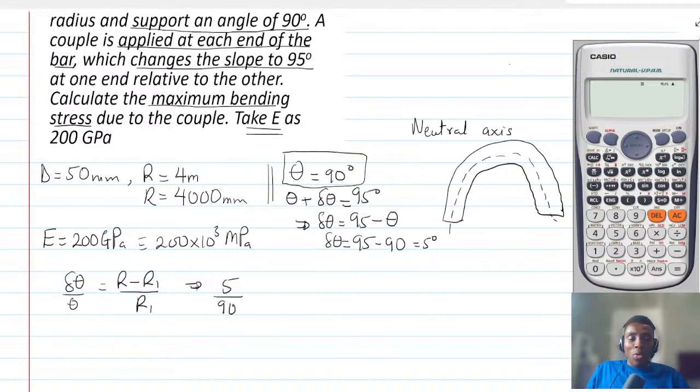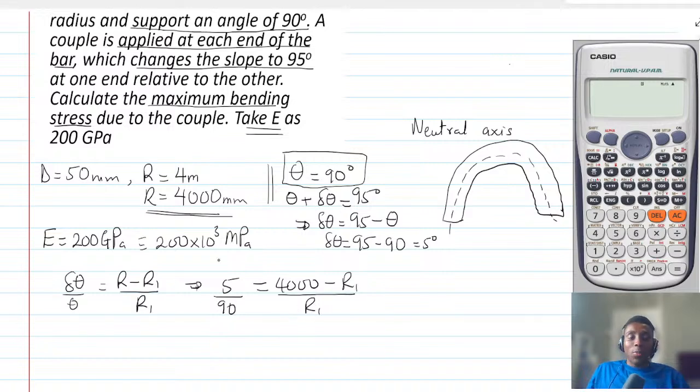Then you divide by the original angle, which is equal to the following, where r is the original radius, and the question said the original radius was 4,000. So 4,000 minus r1, where r1 is the new radius. Why are we calculating the new radius? If you don't calculate the new radius, you will not be able to calculate the strain. The strain in the bar is a function of the radius. So as a matter of fact, we are after this new radius.